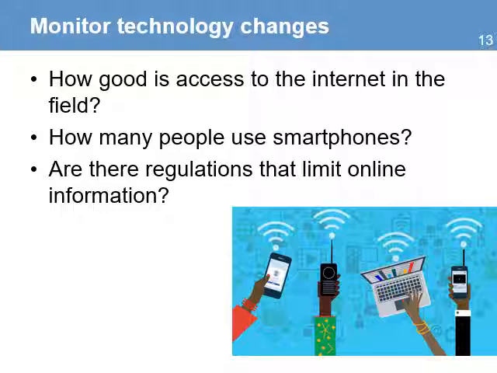Questions to ask to monitor technology factors include: how good is access to the internet in the field? How many people use smartphones? Are there regulations that limit online information? For example, use of the internet to help with project communications with key stakeholders and beneficiaries.